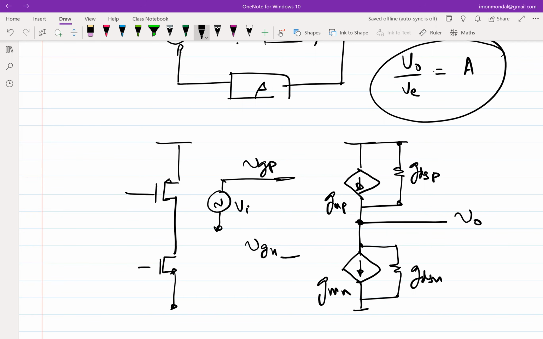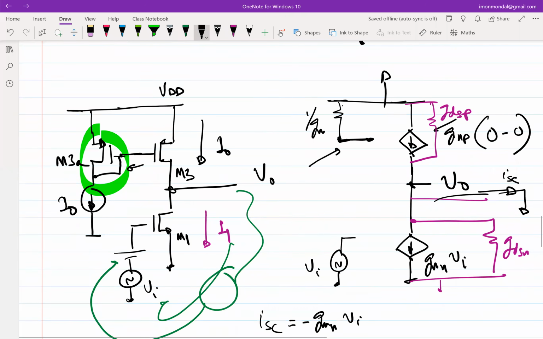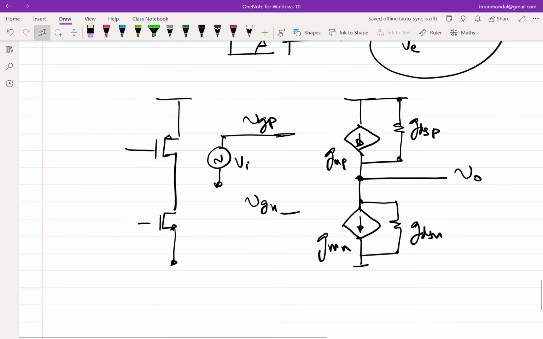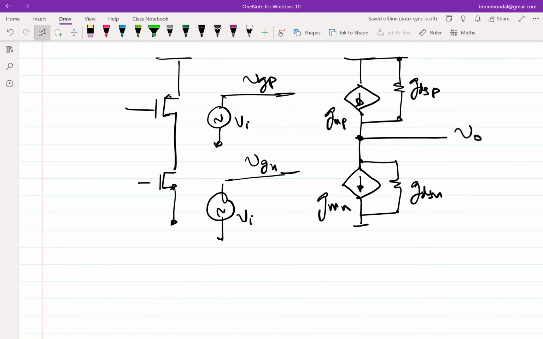Then what do you want to do with VGN? Bias with the current source. Basically, flip whatever we had done here, right? So apply the VI at M3 and bias M1 with the current source, right? But incrementally, can I also apply VI at VGN? I can, right? I can apply VI at VGN. So if I am able to do this, what will be my gain? What will be my gain?